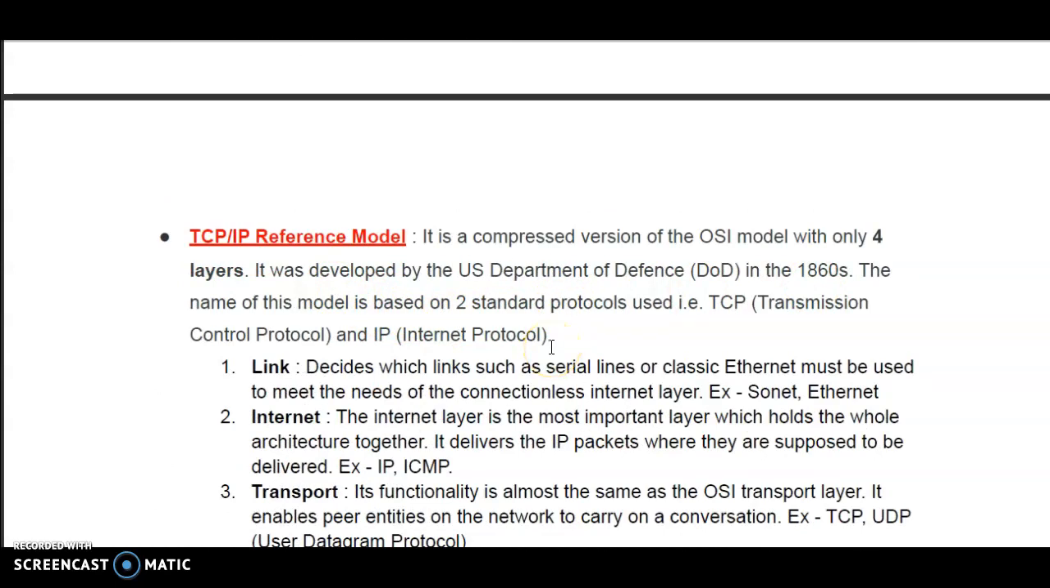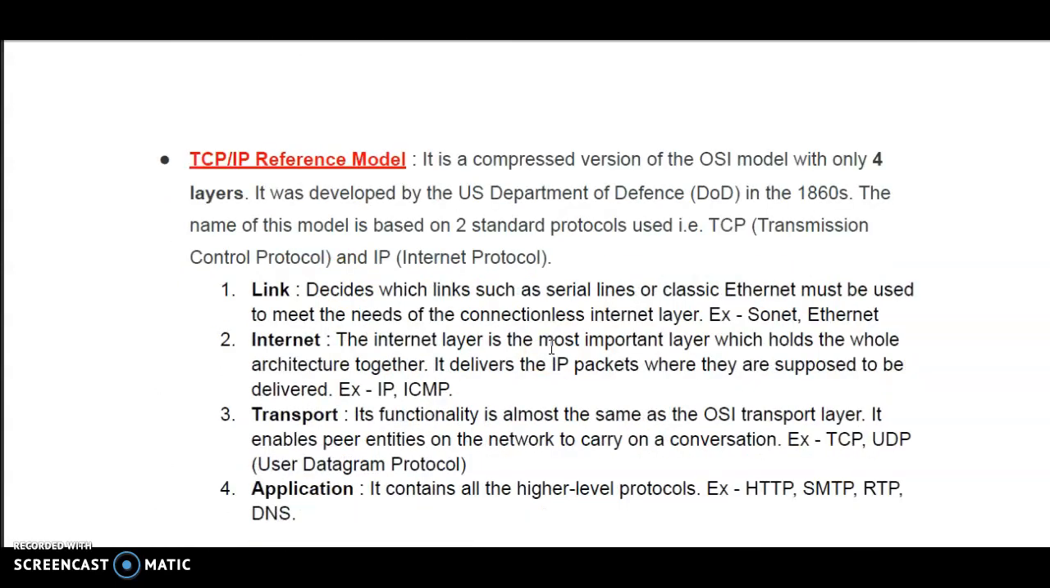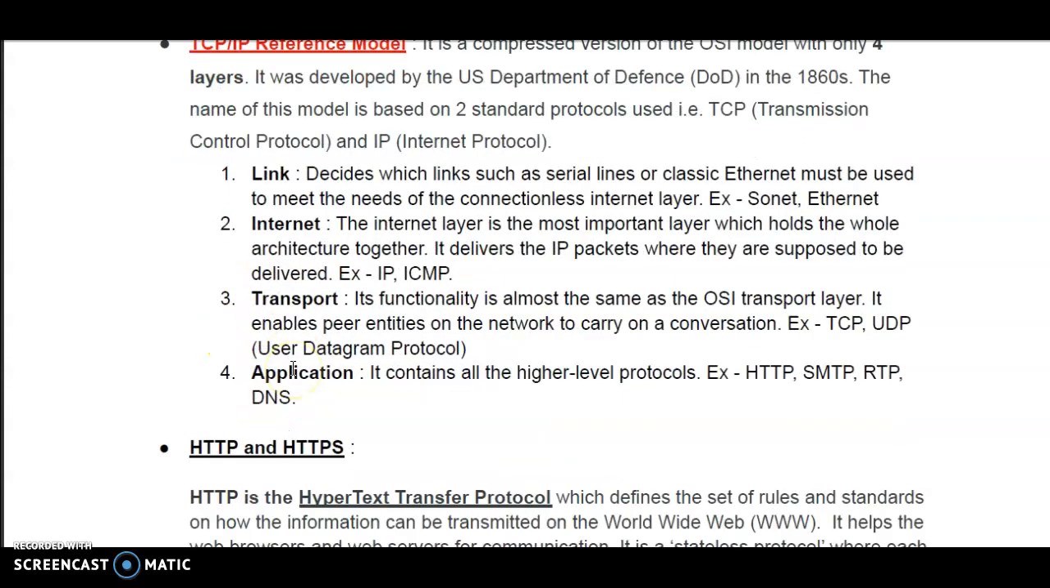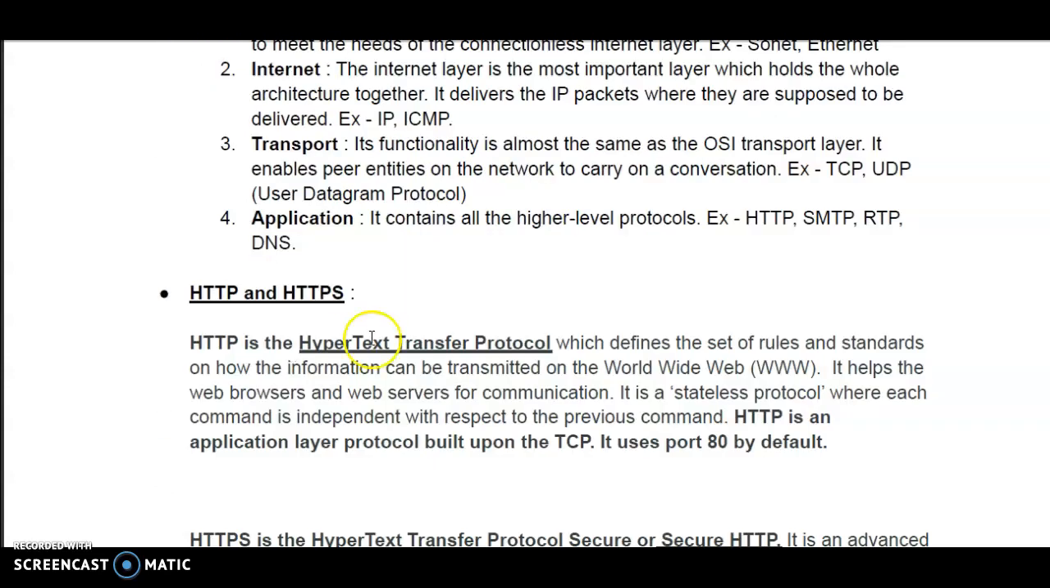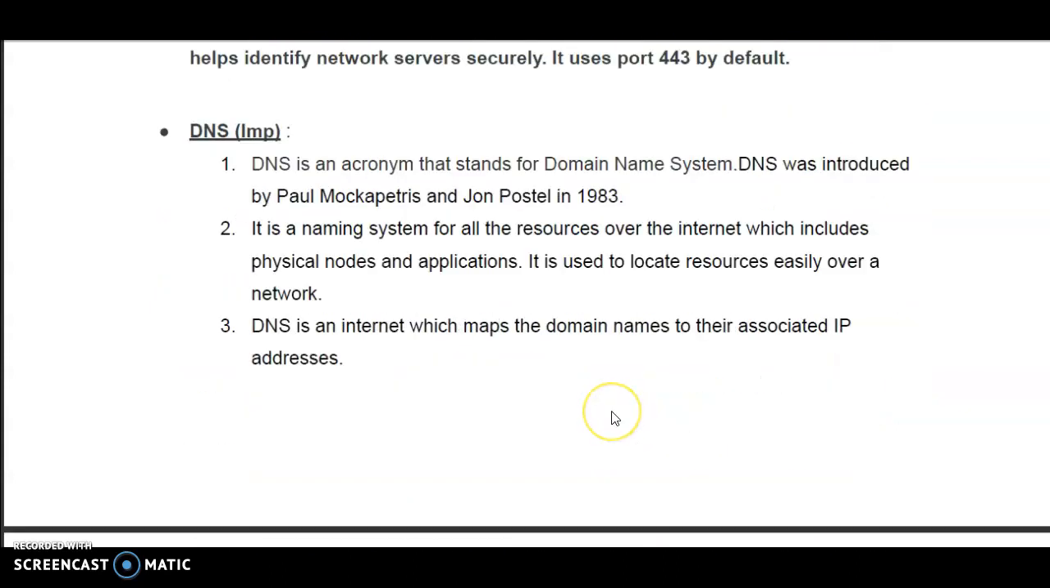It is the same as the OSI model, but it has four layers, and some layers are combined into one layer. The layers are: link, then internet, then transport, then application. It uses two protocols: one is HTTP and the second is HTTPS. HTTPS means hypertext transport protocol secure, which is with security.